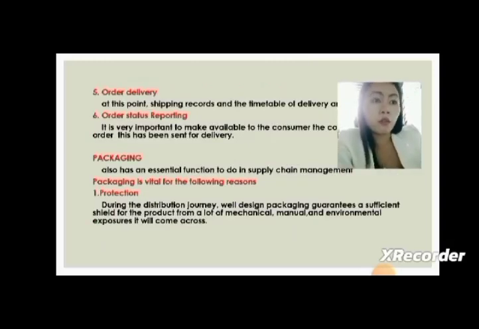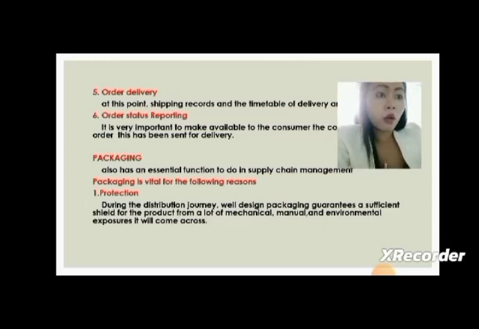Order delivery. An example of order delivery: general information, delivery location, delivery time, delivery instruction, shipping cost, damage, end-to-end transport. Then the last one, packaging. Packaging also has an essential function in supply chain management. For example of packaging, when you send something you need a box, cardboard box, glass container, shrink wrap.